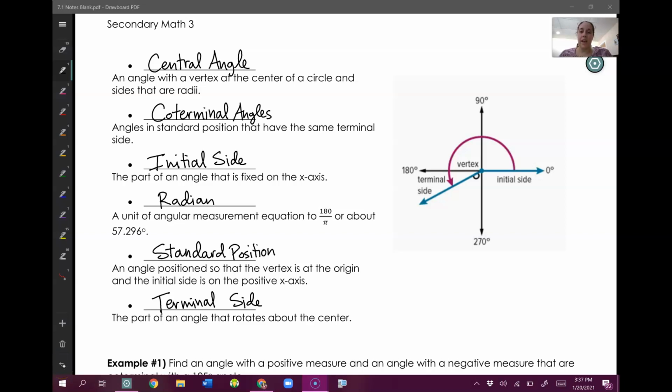Welcome to Unit 7. In Unit 7, we talk about some basic trig stuff. Now, we're going to start with a bunch of vocabulary words. So I have these filled in here. You'll want to fill them out on your notes as well.